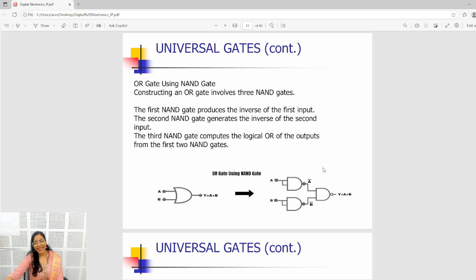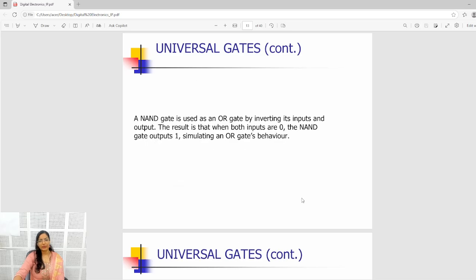So the third NAND gate, this one here, computes the logical OR of the outputs of the first NAND gate A and the other NAND gate B, and then we get the original logic truth table for the OR gate. So the NAND gate is used as an OR gate by inverting its inputs and the output. The result is that when both inputs are 0, the output is 0, simulating an OR gate's behavior.